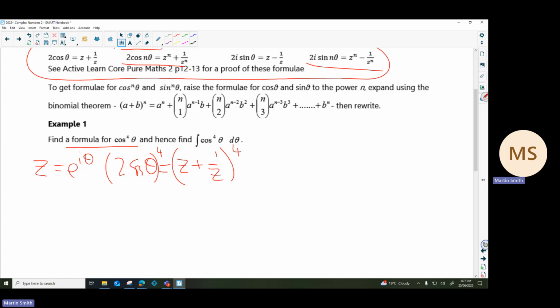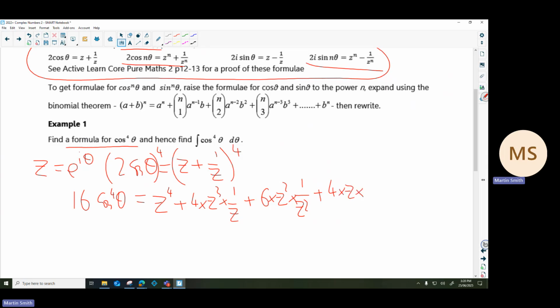So if you expand the left-hand side, you get 2 to the 4, which is 16, times cos to the power of 4 theta. If you expand the right-hand side, you can do a binomial expansion, a plus b to the n. First term is a to the n, which is z to the 4. Plus 4 choose 1, which you can do on your calculator, which is 4 times z cubed times 1 over z. Plus the next term, which is 4 choose 2, which is 6 times z squared times 1 over z in brackets squared. 1 over z in brackets squared is just 1 over z squared. Plus 4 choose 3, which is 4 times z times 1 over z in brackets cubed, which is 1 over z cubed. And the final term is just 1 over z to the 4.